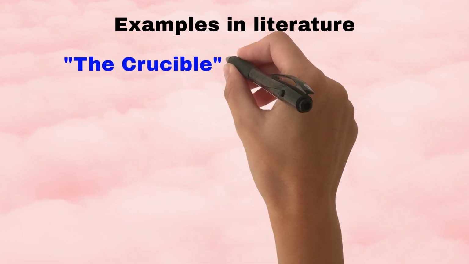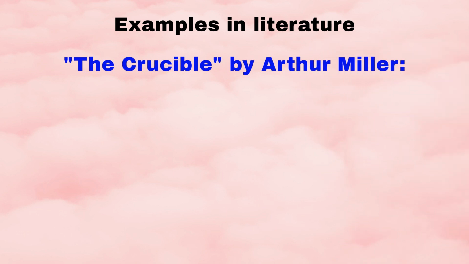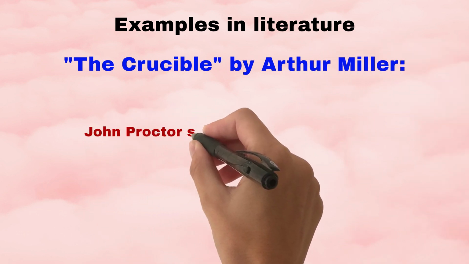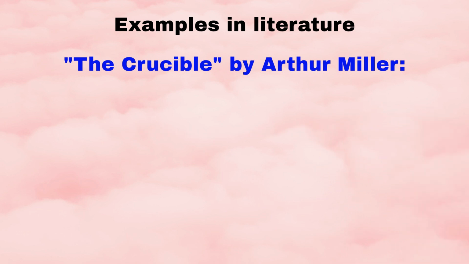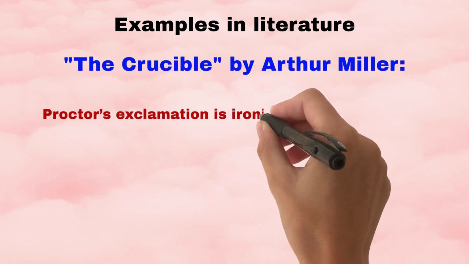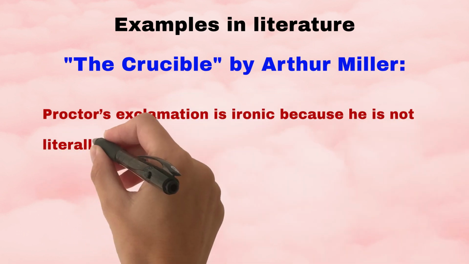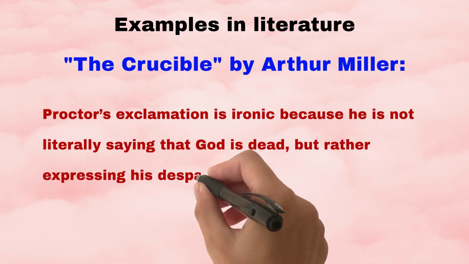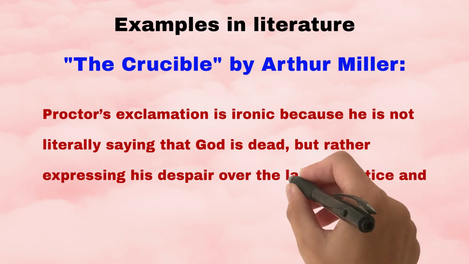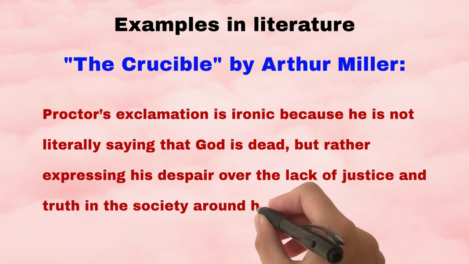The Crucible, by Arthur Miller. John Proctor says, "I say, God is dead." Proctor's exclamation is ironic, because he is not literally saying that God is dead, but rather expressing his despair over the lack of justice and truth in the society around him.